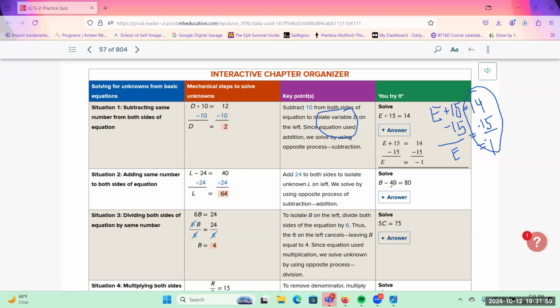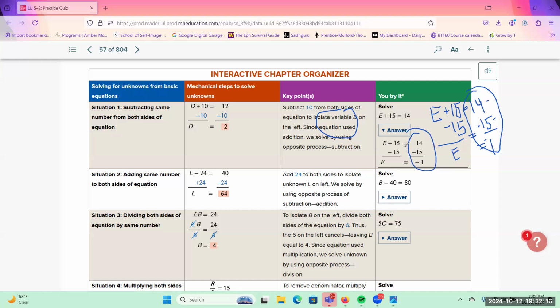Make sure that you slow down. Make sure that you really look at what are your numbers. This was not 15 minus 14. It was 14 minus 15. And so when we do that math, we come up with a -1.